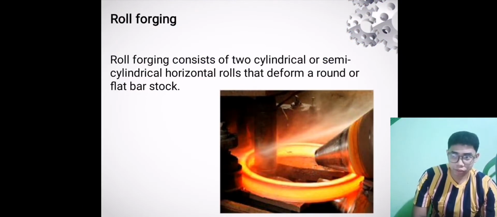Roll forging consists of two cylindrical or semi-cylindrical horizontal rolls that deform round or flat bar stock.